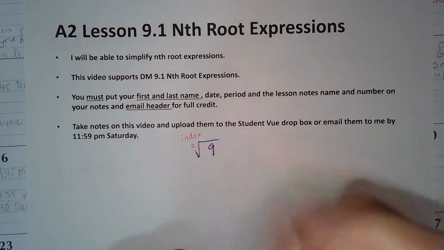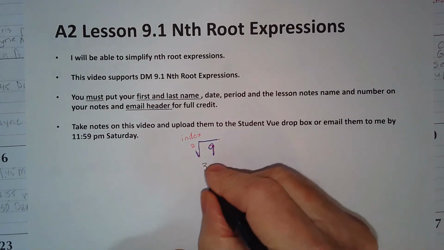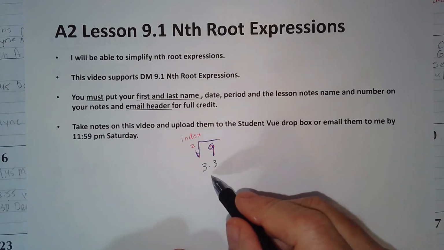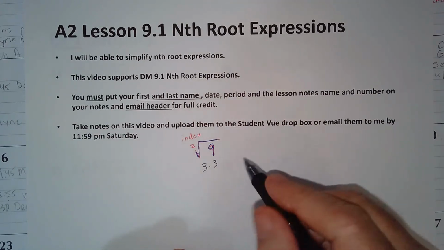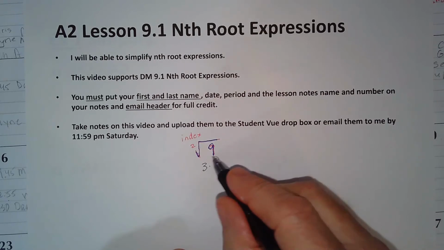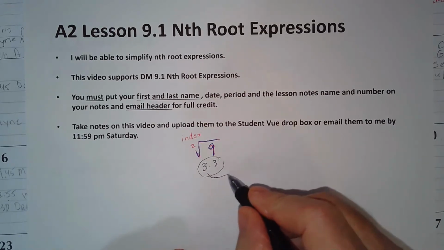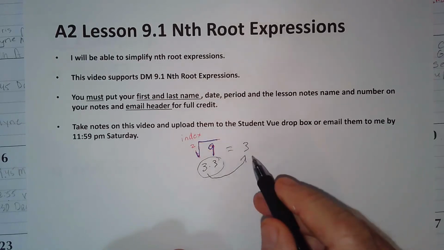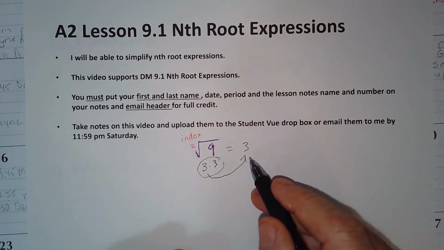And of course, 9 we factored into 3 times 3. What happens here is basically you have under the radical 3 times 3, and one of these guys gets to escape, they go out of jail. So you end up with an escaped convict here, and that's the 3, that's your root, okay?